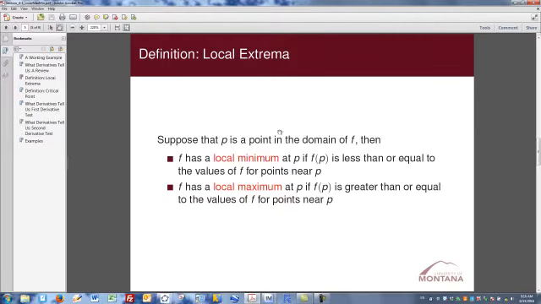So what is a local extrema? Well, this is sort of a tongue-in-cheek or shorthand version of what a local extrema is. But let's suppose that P is a point in the domain of f, so it's an available value of x that can be put into a function. We say that f has a local minimum at P if f of P is less than or equal to the values of f for points near P.